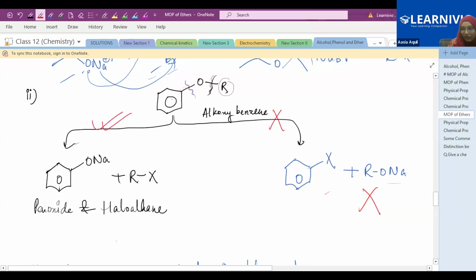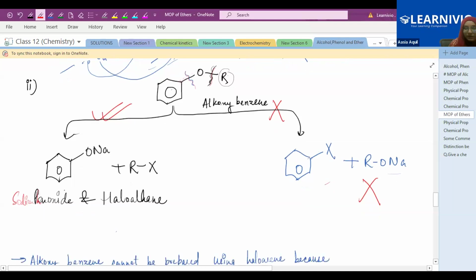You will break this bond. You will break the bond between oxygen and this R group. Okay, the alkyl and oxygen bond, not the aryl and oxygen linkage. If you break this bond, what will you add to the oxygen? Na. So it will form the phenoxide ion, sodium phenoxide basically, and your haloalkane. Okay, so you can easily do this reaction.